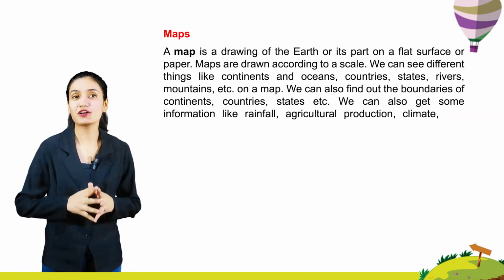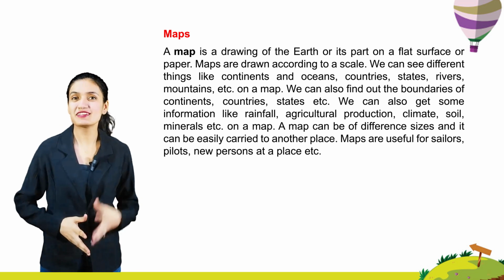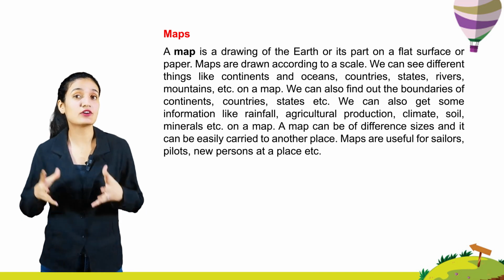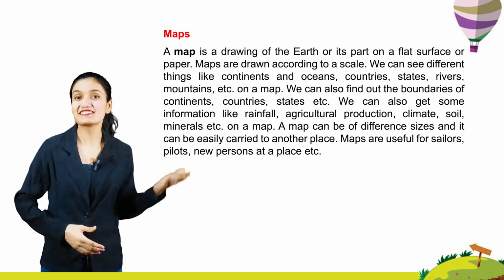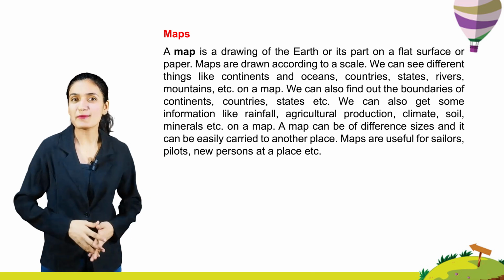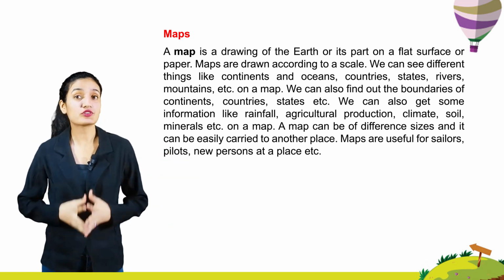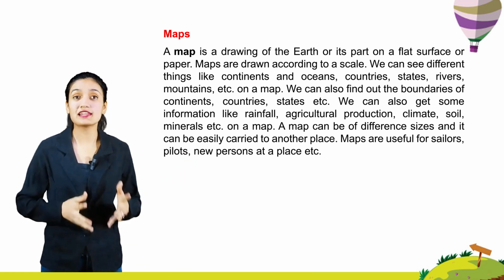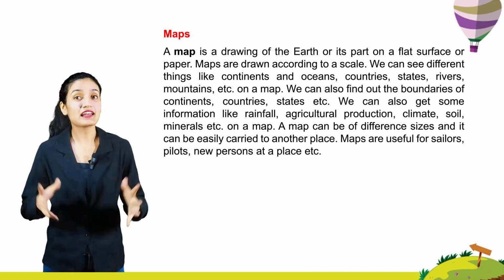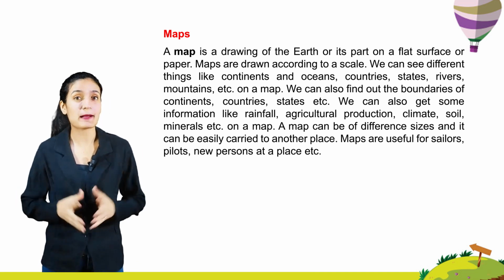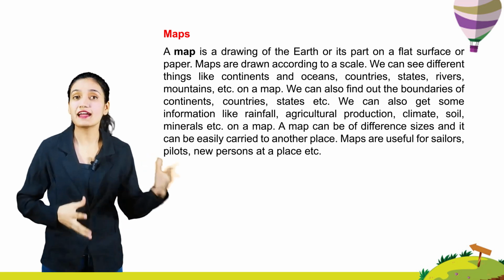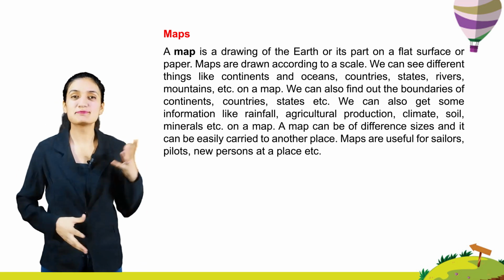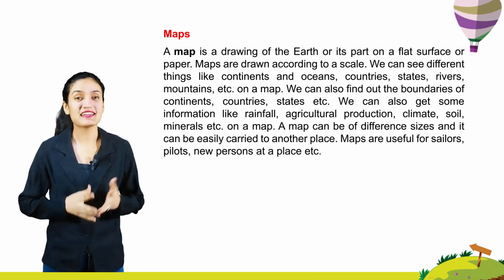Maps. A map is a drawing of the earth or its parts on a flat surface or paper. Maps are drawn according to a scale. We can see different things like continents and oceans, countries, states, rivers, mountains, etc. on a map. We can also find out the boundaries of continents, countries, states, etc. We can also get some information like rainfall, agricultural production, climate, soil, minerals, etc. on a map. A map can be of different sizes and it can be easily carried to another place. Maps are useful for sailors, pilots, new persons at a place, etc.